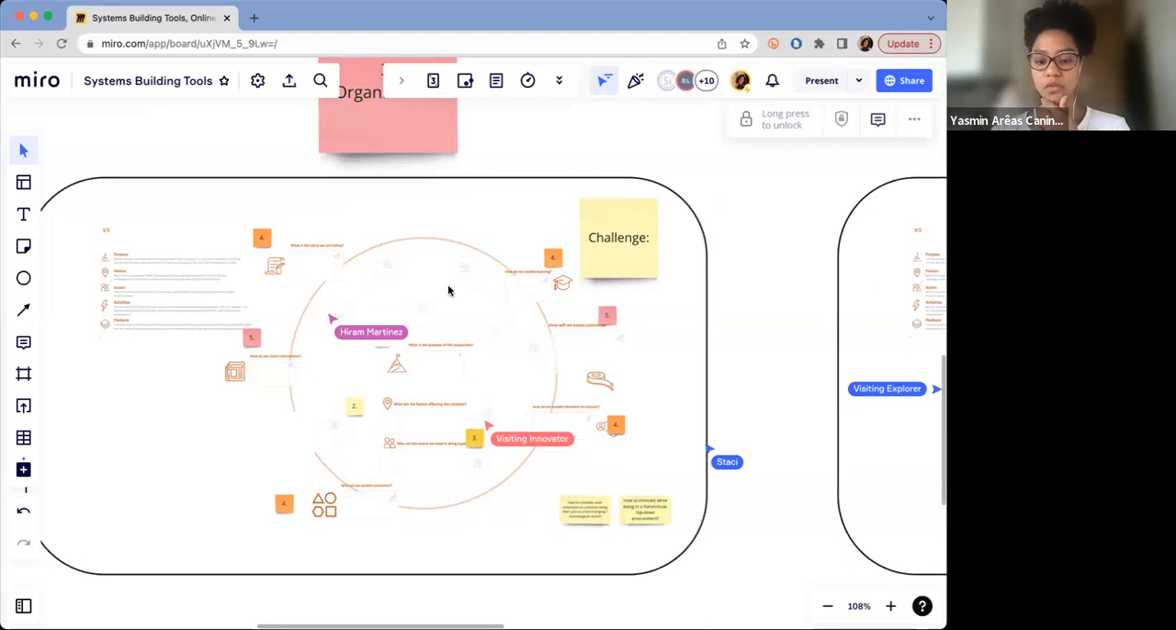After that, we move to number 1, the center of the canvas here. So what is the purpose of this ecosystem? Why is it important to build an ecosystem to address this complex challenge that you've identified in the beginning? Then you move to number 2, which is what are the factors affecting the situation that you've identified? So you can post some of the factors around here on this first circle around the center.